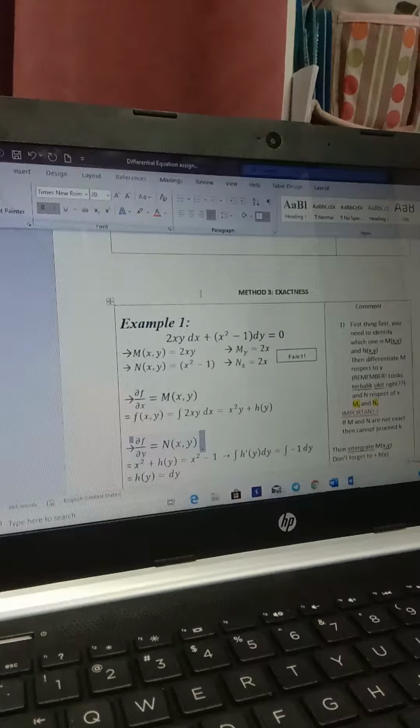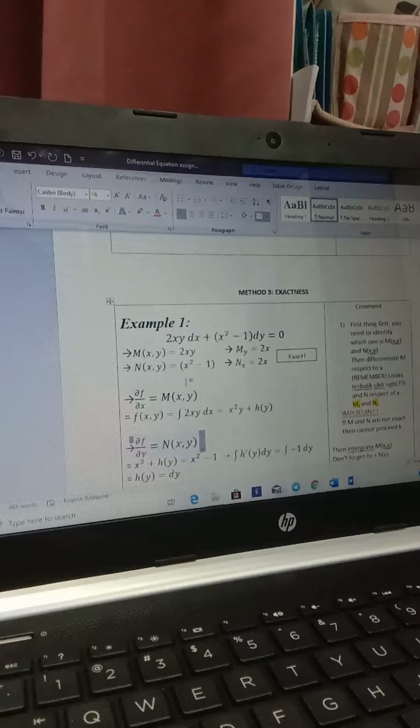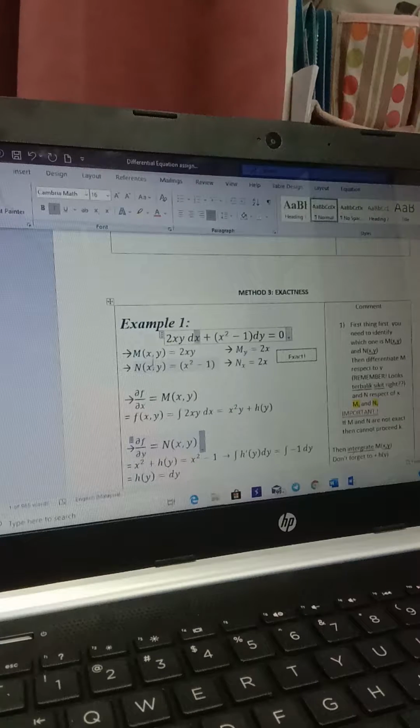So for this method, I need to separate it into M and N. For M, I put 2xy, and for N, x squared minus 1. How do I determine which one is M and N? For example one, for M, I just take the 2xy because it is with dx. So M, I take it for dx, and N for dy.